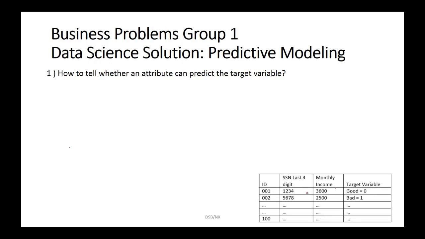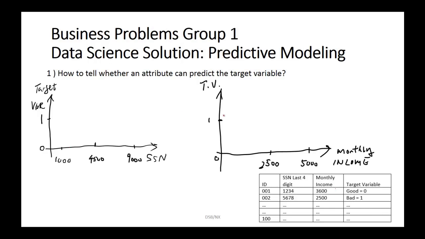Let's say out of the 100 people we collected, there are 50 bads, which are denoted as 1, and there are 50 goods, which are denoted as 0. And we have 2 attributes on each person: the last 4 digits of social and the monthly income. I'm going to plot the target variable, in this case either going to be 0 or 1, against the social security numbers and monthly income in 2 separate scatter plots. Looks like these here.